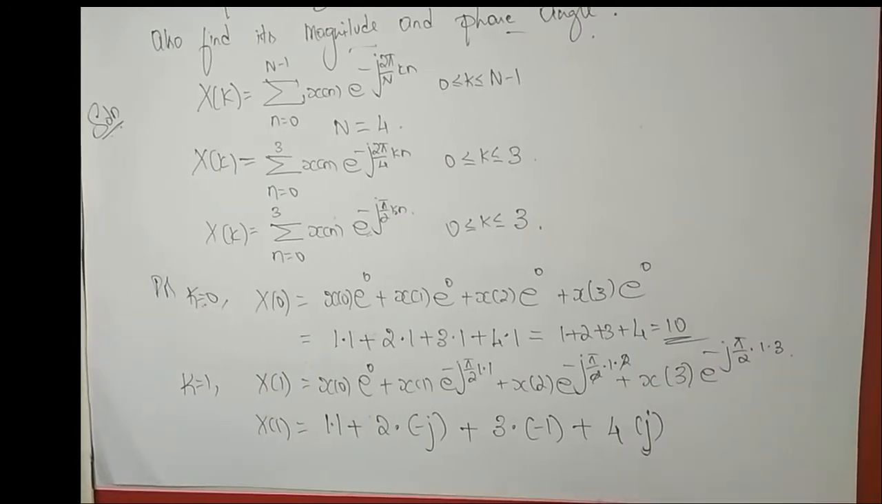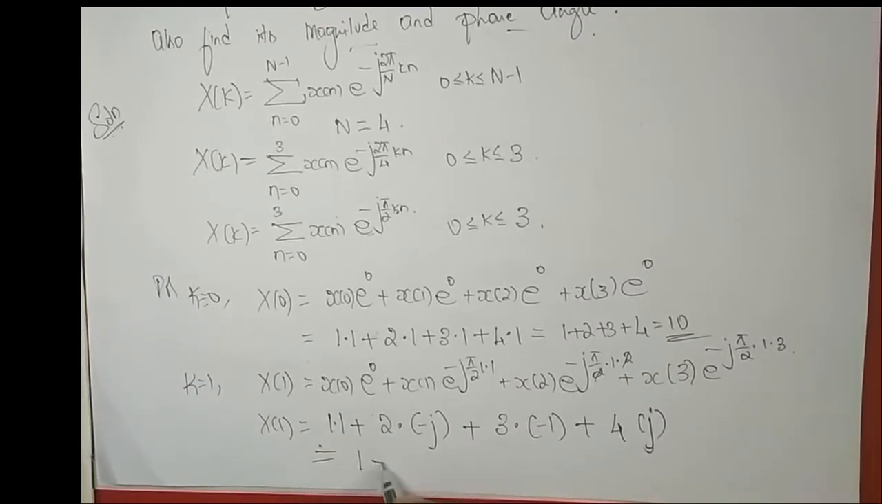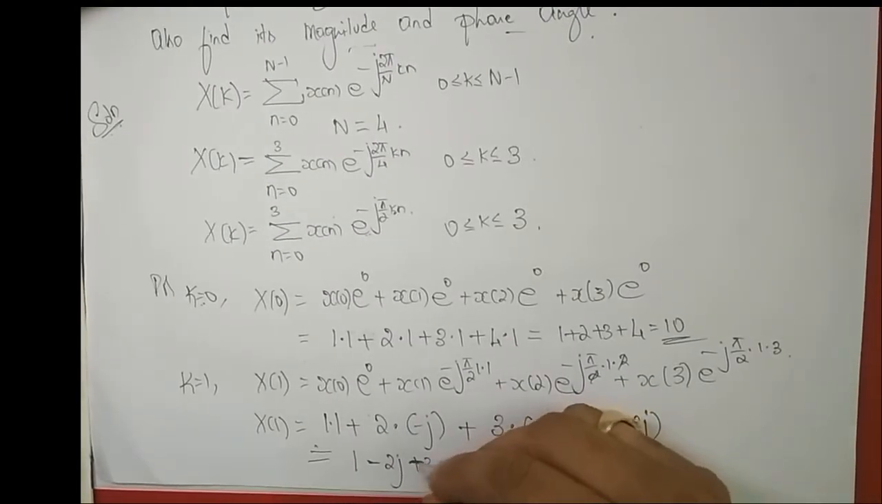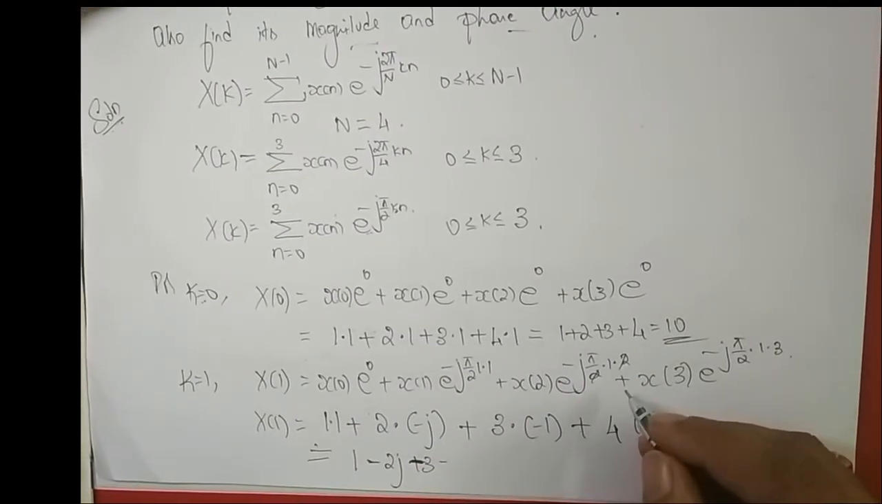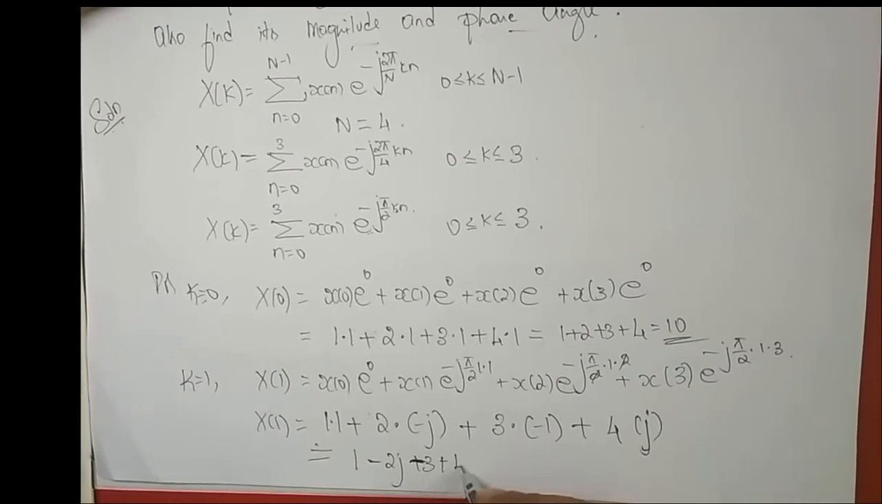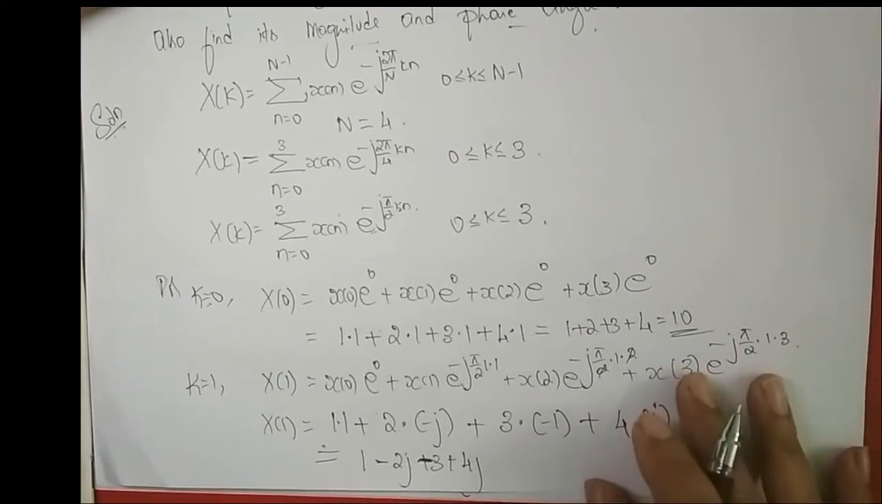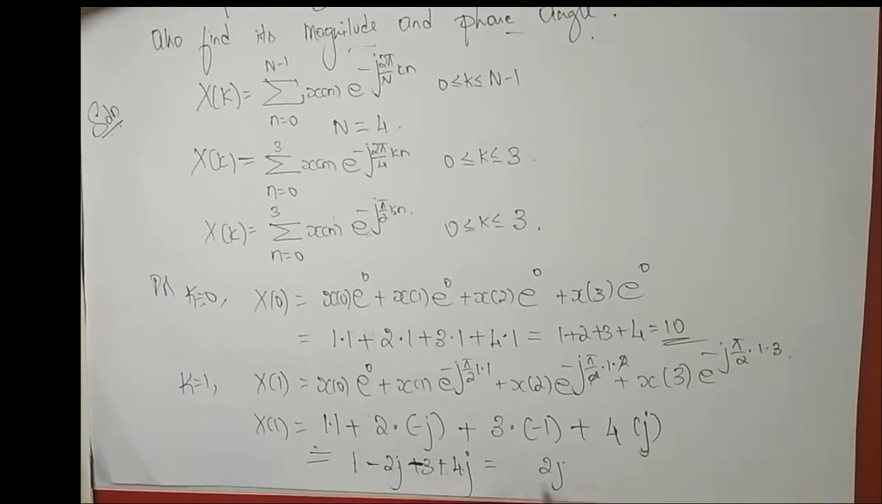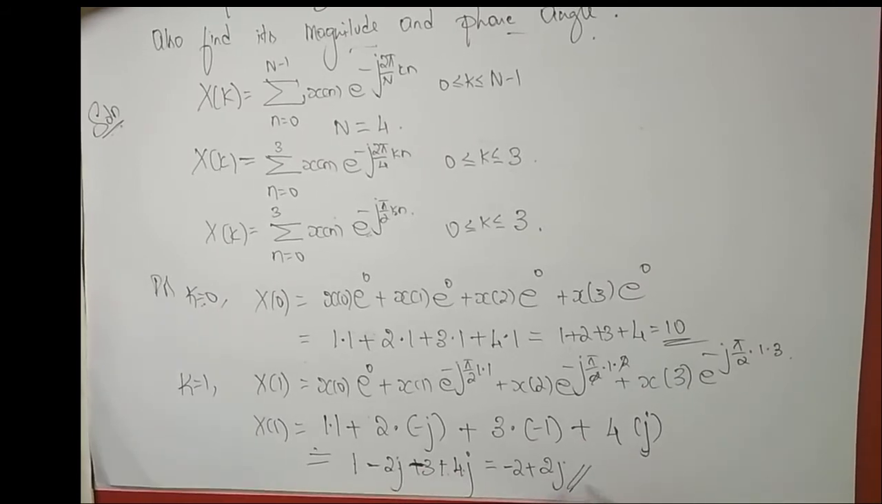Okay. So what do we have here? This is equal to 1 minus 2j minus 3 plus 4j. So minus 2j plus 4j is plus 2j, and 1 minus 3 is minus 2. So it is minus 2 plus 2j.